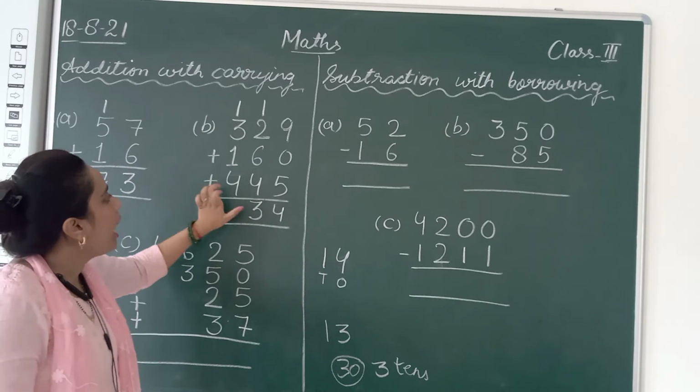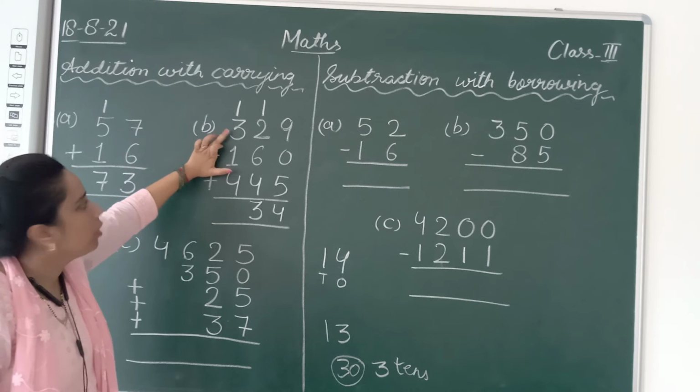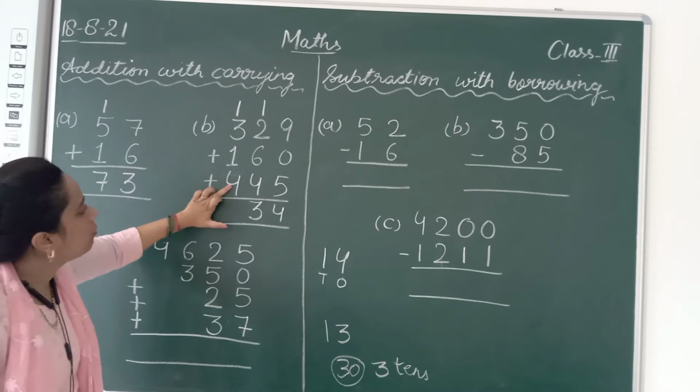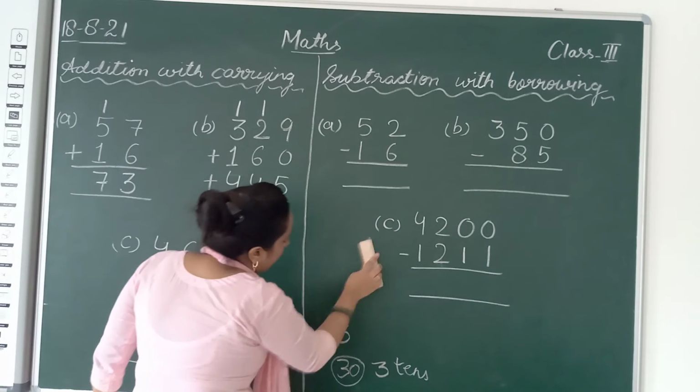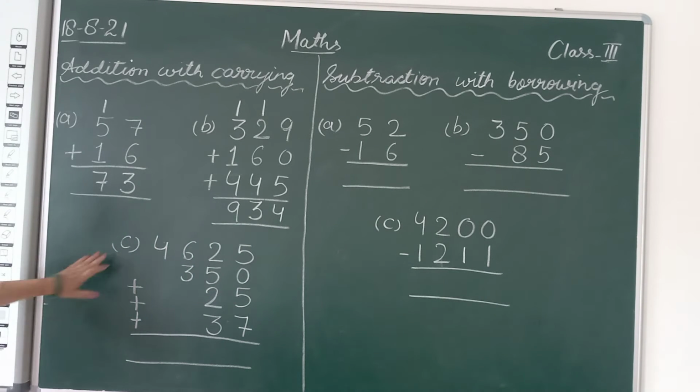Now we will add the hundreds place digits. So 1 plus 3, 4. 4 plus 1, 5. And 5 plus 4 is 9. So the sum is 934. Now let's see one more example.